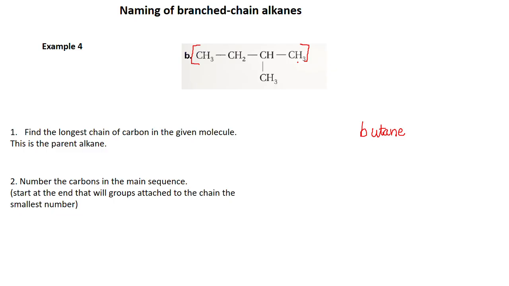Sorry, can you repeat what you said earlier? Yeah. You will have to number carbon atoms by this rule: start at the end such that the groups attached to the chain will have the smallest number. So this is the group attached to the chain, isn't it? The encircled one is the substituent group. Am I right?